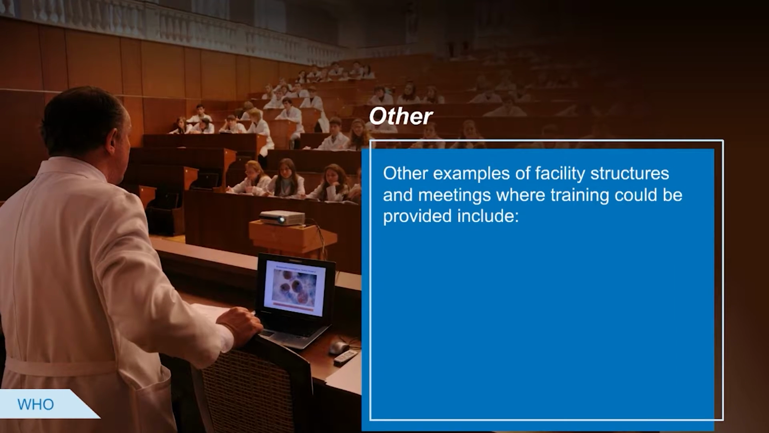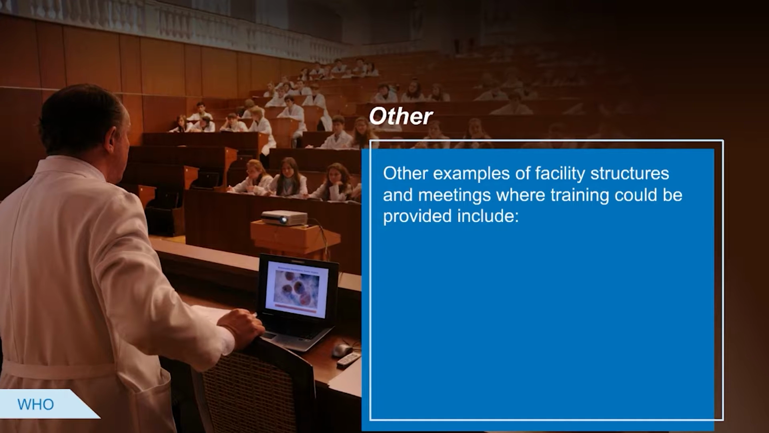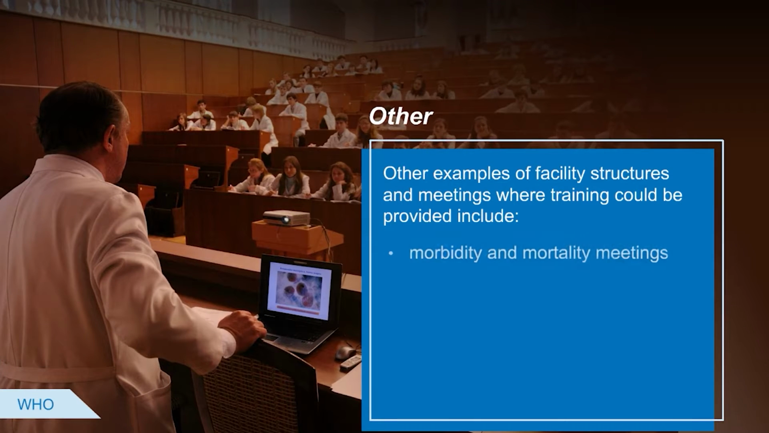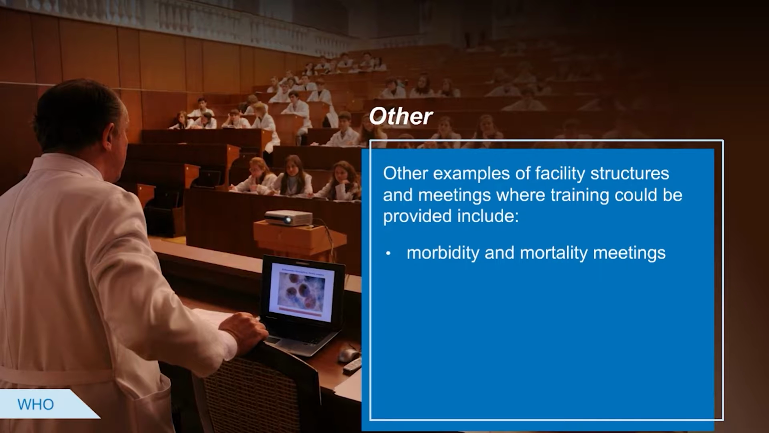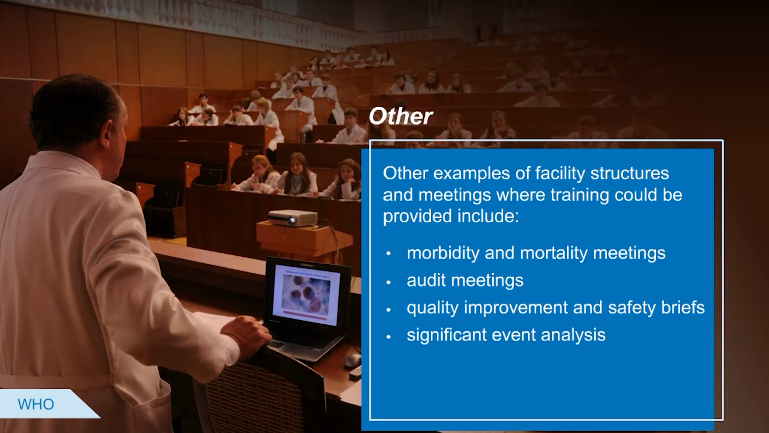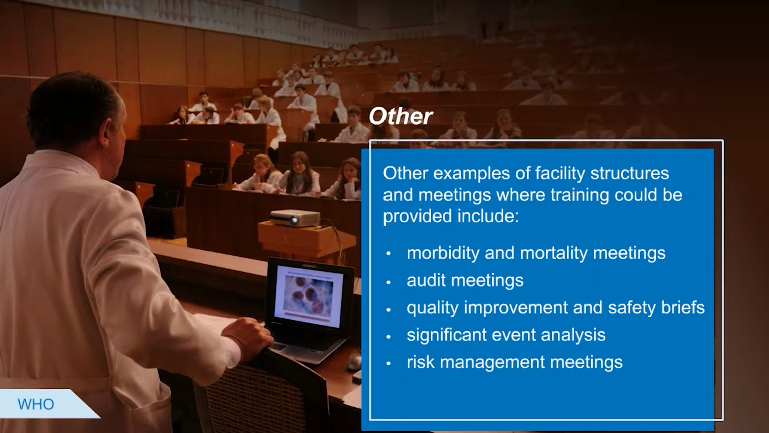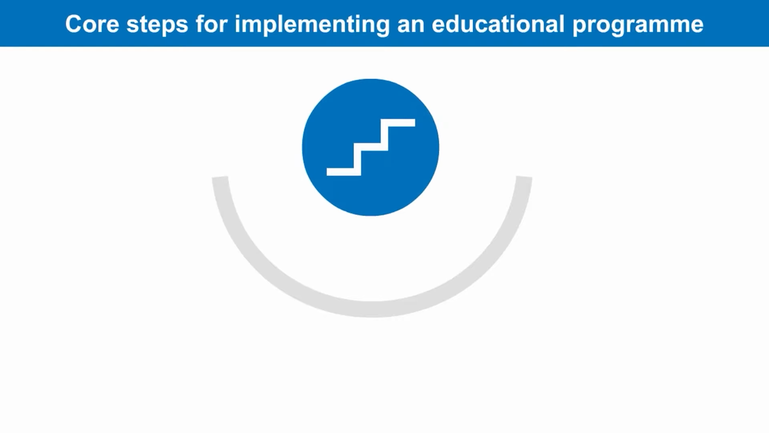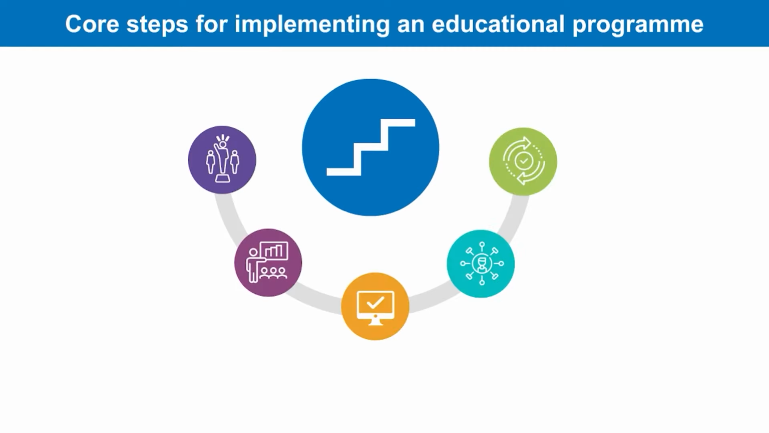Here are other examples of facility structures and meetings where training could be provided. Morbidity and mortality meetings, audit meetings, quality improvement and safety briefs, significant event analysis, risk management meetings, journal clubs. The challenge for AMS facility training is to ensure that the capacity and capability exist for delivering a quality, effective and sustainable program or course. Therefore, having a simple model to ensure implementation of this program is important.